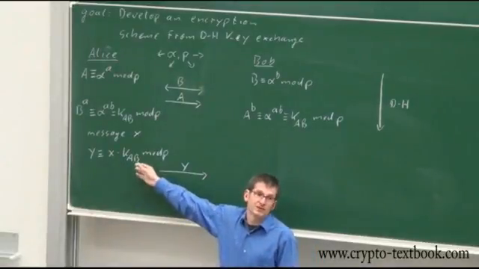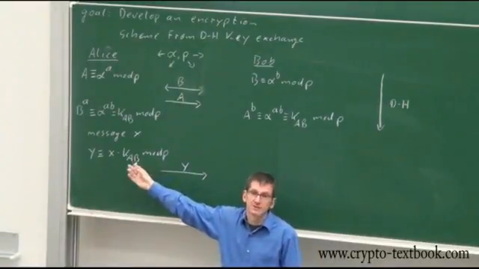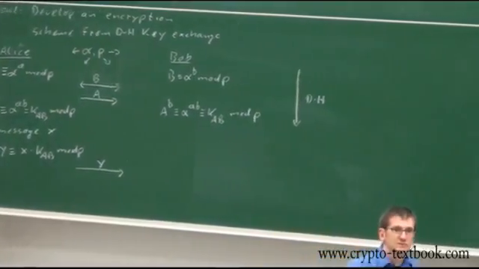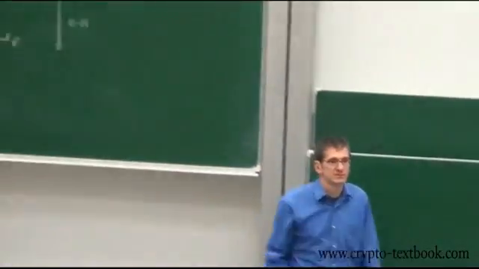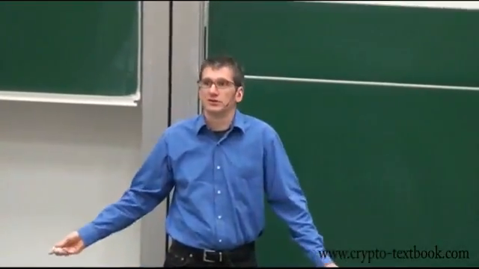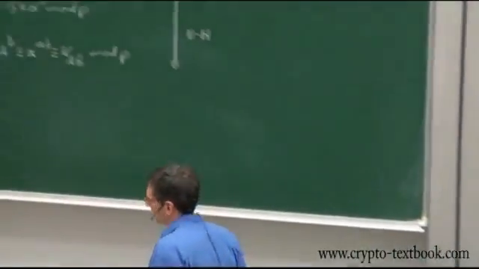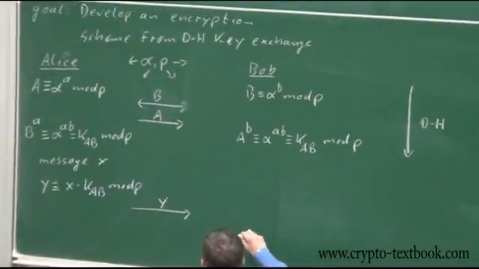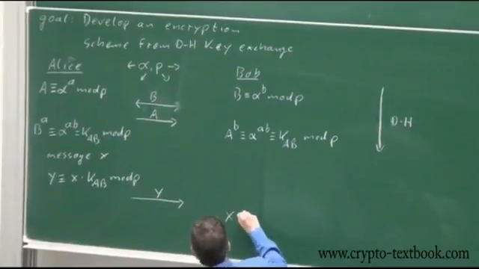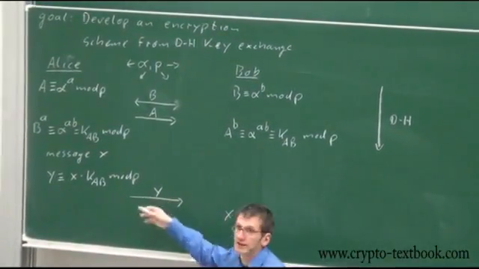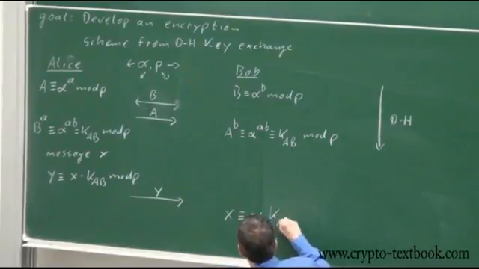And what does Bob have to do to get rid of this multiplication, to recover x here? What does he have to do? Exactly. He computes the multiplication with the inverse, not the division. What we really want to do is multiply by the inverse. So Bob recovers the plaintext x by taking y and multiplying with the inverse of the session key.